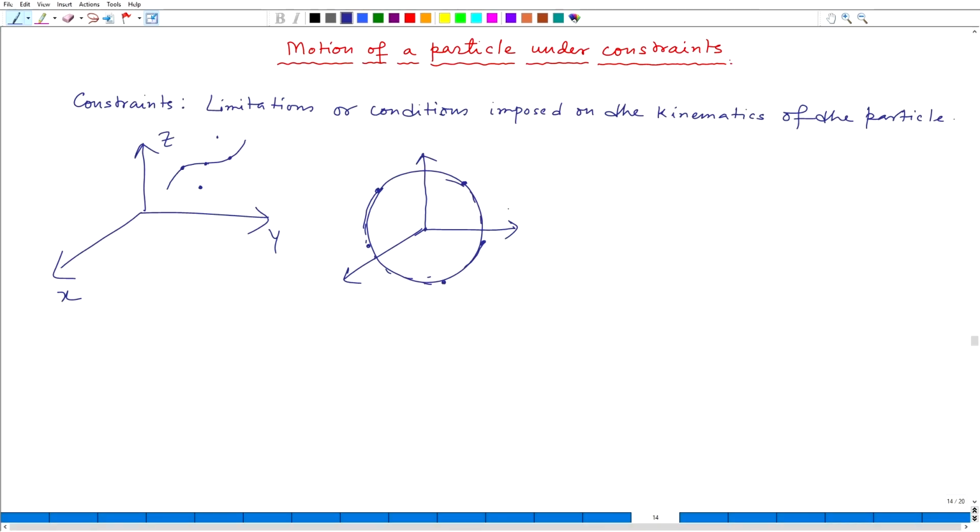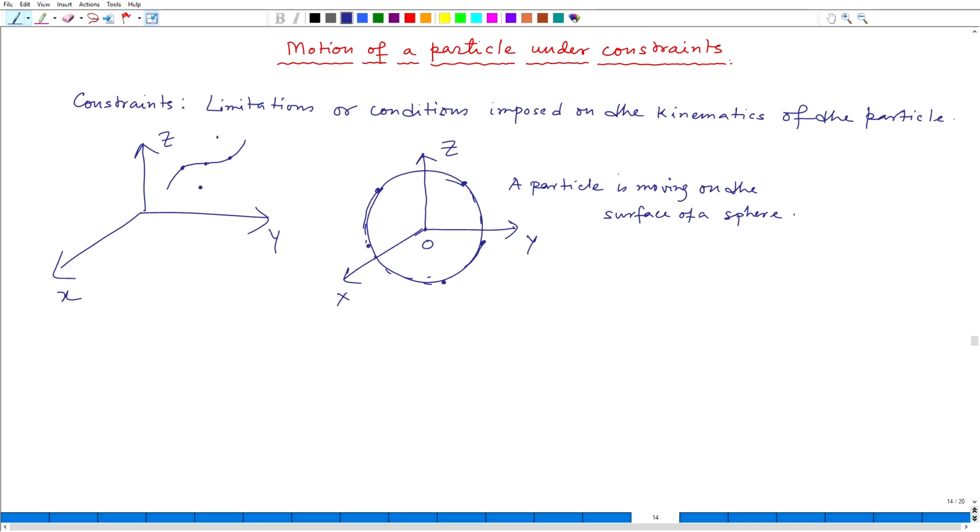So, this is a case where a particle is moving on the surface of a sphere.